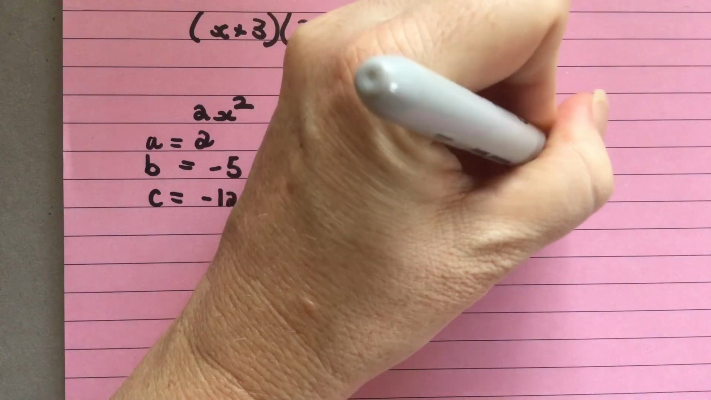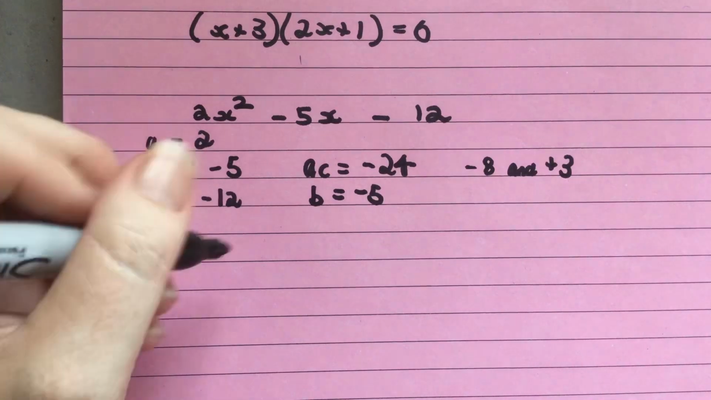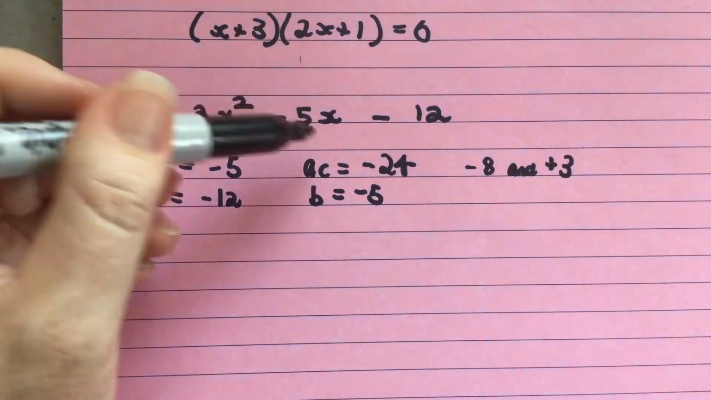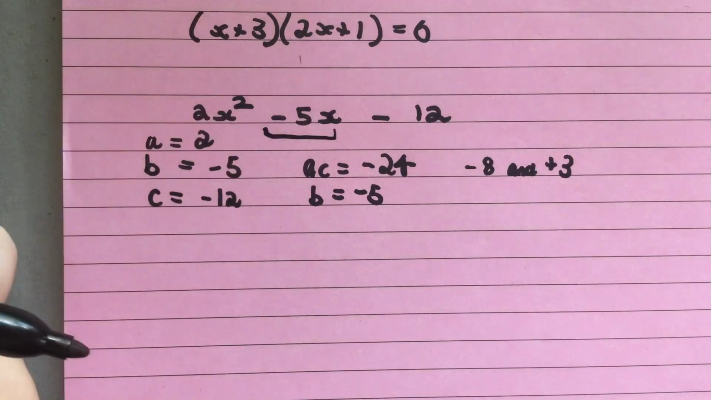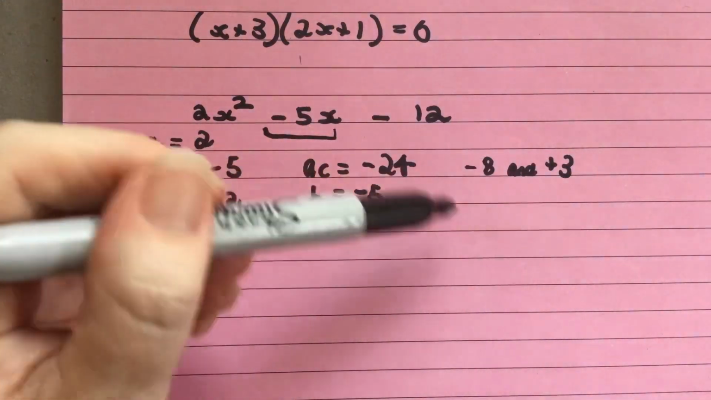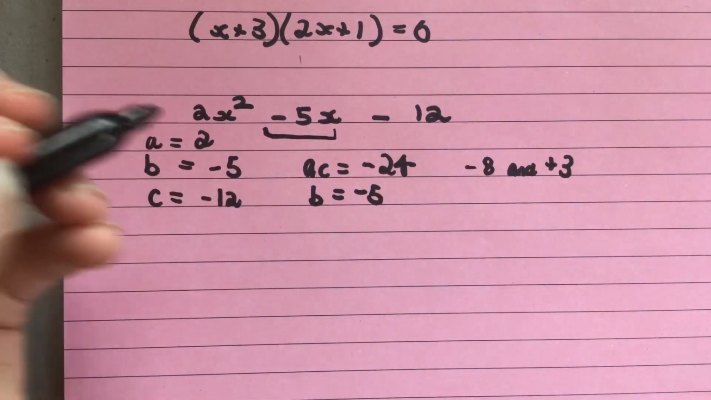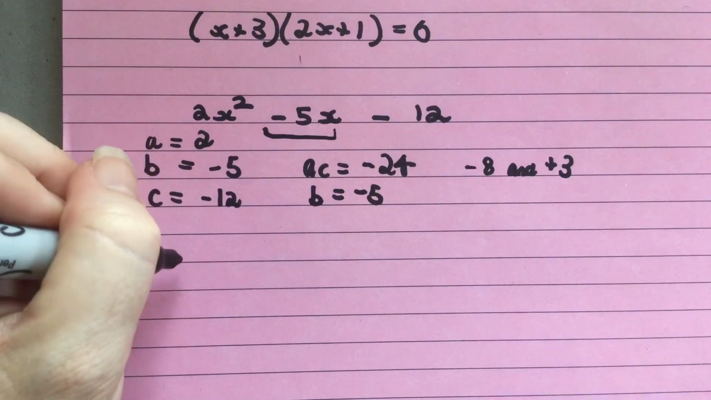So if I make that negative 8 and positive 3, then that will multiply to give negative 24, but add to give negative 5. So I'm going to do the same process I did back here and replace the negative 5x with take 8x plus 3x. Now I could do it the reverse order, so I'm actually going to show you that as well, so that you can see that it works both ways.